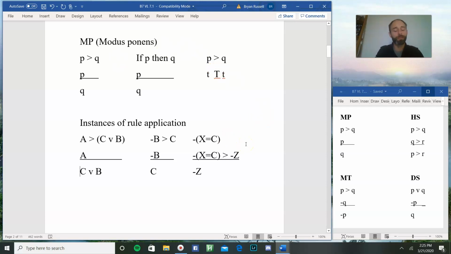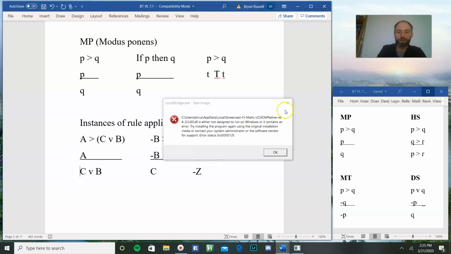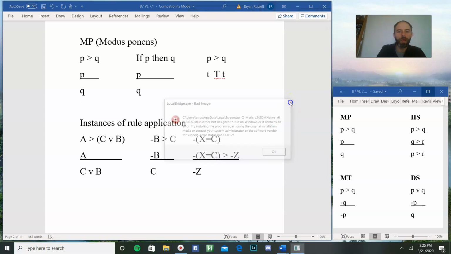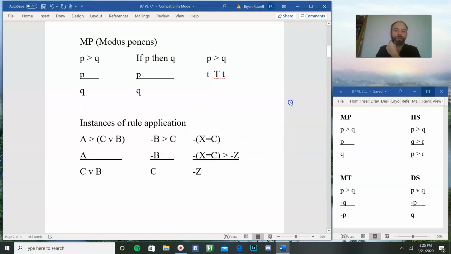So take a look at this example then. Here we're given on the first line a tilde, open parenthesis X, and now we'll be using the equal sign to stand in for the triple bar. So X if and only if C, close parenthesis. On the second line, we're given tilde, open parenthesis, X, triple bar, C, and then horseshoe, tilde Z.